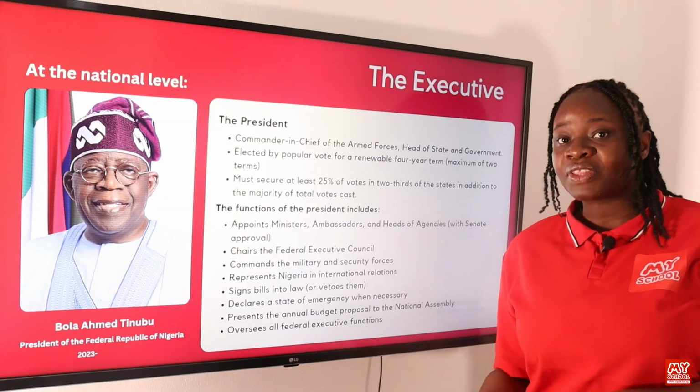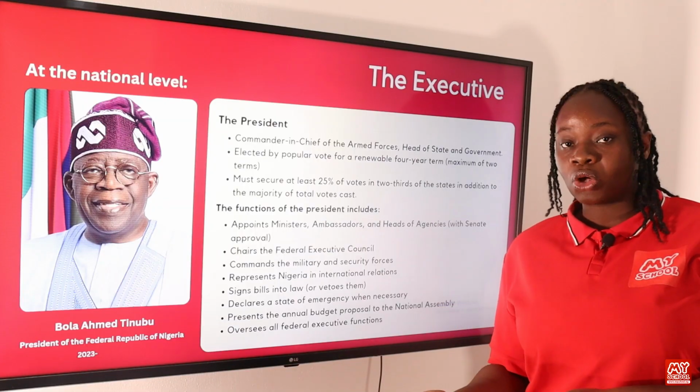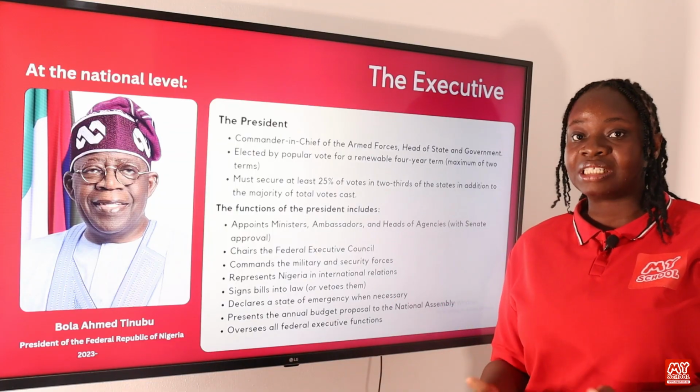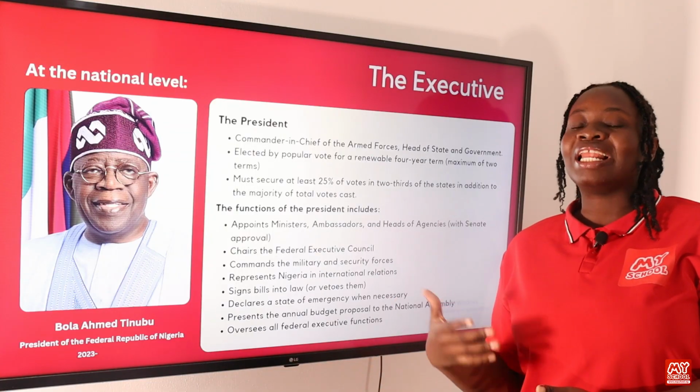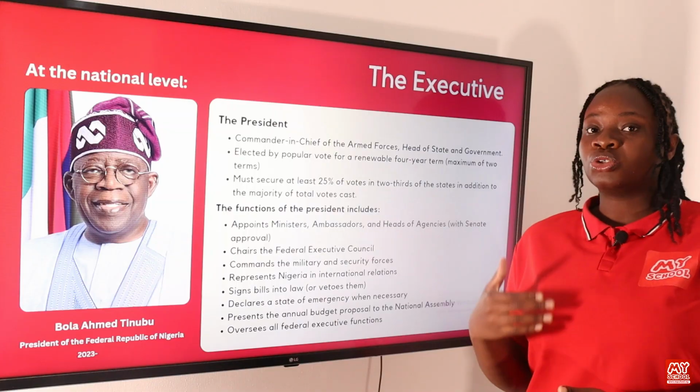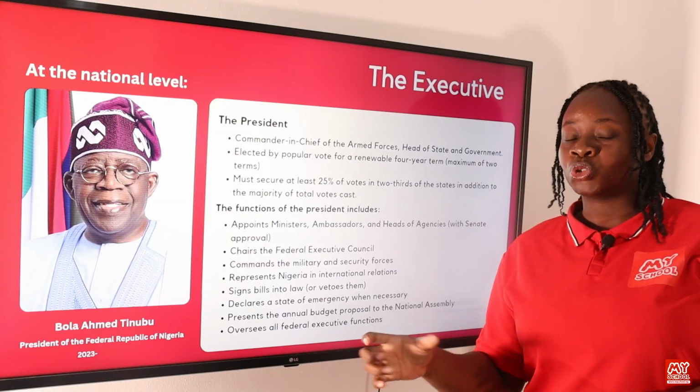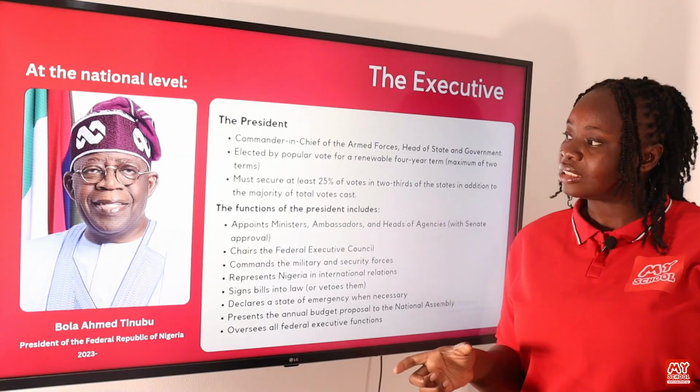So if after a particular term, the people are no longer satisfied with the actions of the leader, the people can choose to elect someone else to take his place. So this is why we practice a presidential republic, to ensure there is accountability in the system.